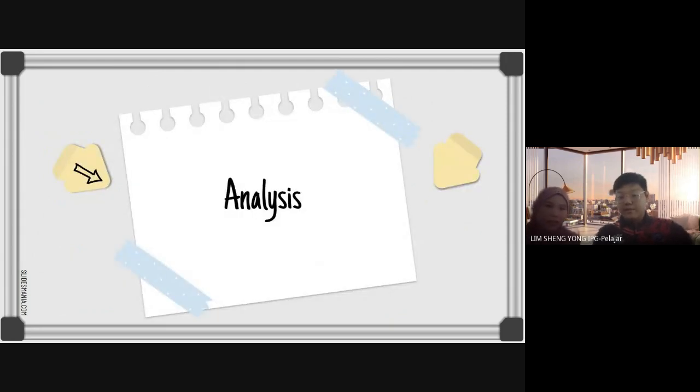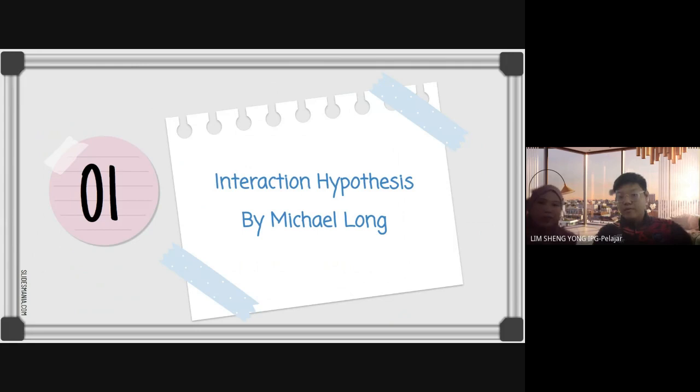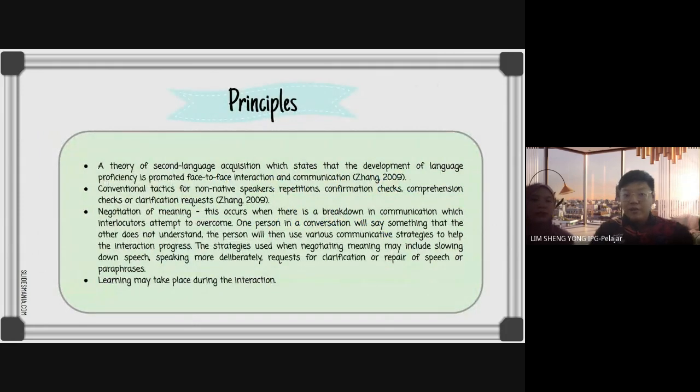Now we look at the analysis of theories. First, let's go with Sheng Yong. Interaction hypothesis by Michael Long. Now, the principle of this theory is that it promotes face-to-face interaction and communication. Conventional tactics for non-native speakers are repetition, confirmation checks, comprehension checks, or clarification requests.